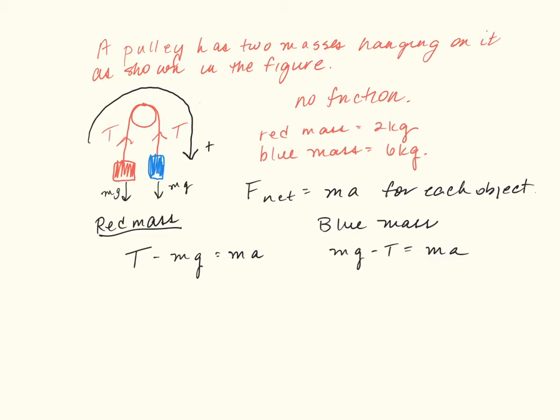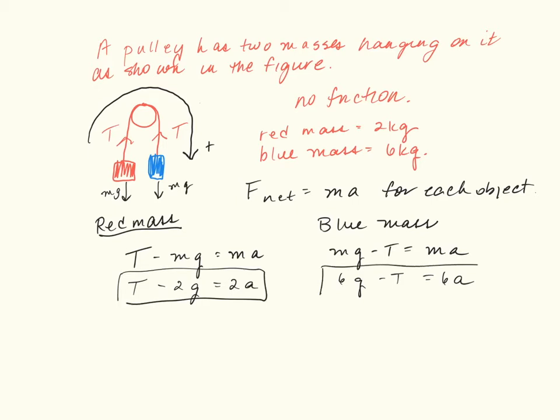Okay, so now we're going to put in some numbers. For the red mass, we have T minus, the mass is 2, 2g equals 2a. And for the blue one, we have 6g minus T equals 6a. So we have two equations in two unknowns. And we're going to now go on to the next page, and we're going to solve this in two different ways.